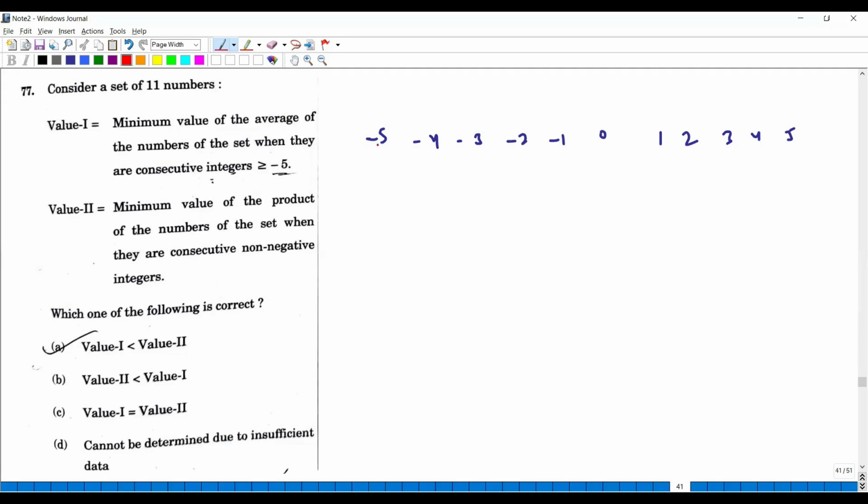So you're not taking negative now. It will be these 5 values cancelled by these 5 values. Minimum value will be 0. If you take it from minus 6, it's another story, but you're taking it from minus 5. So take as many negatives as possible to make the average negative. But you're taking minus 5, minus 4, minus 3, minus 2, minus 1, 0, 1, 2, 3, 4, 5. So the sum becomes 0, average also becomes 0.